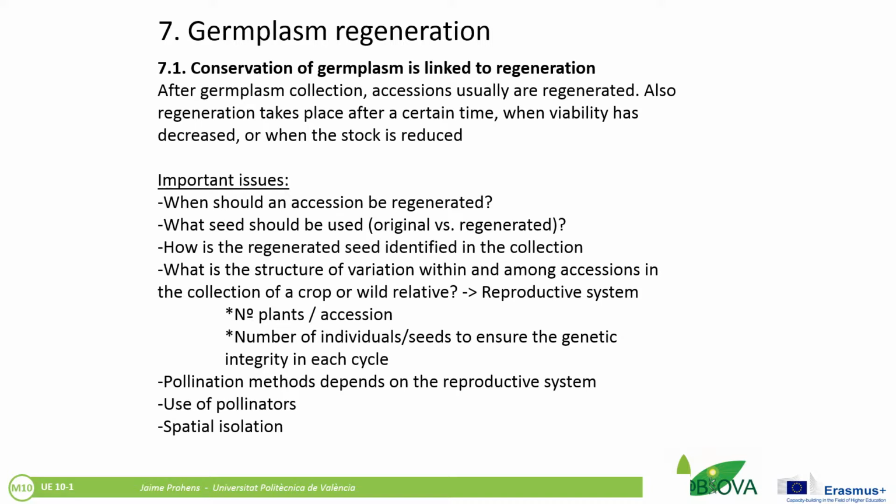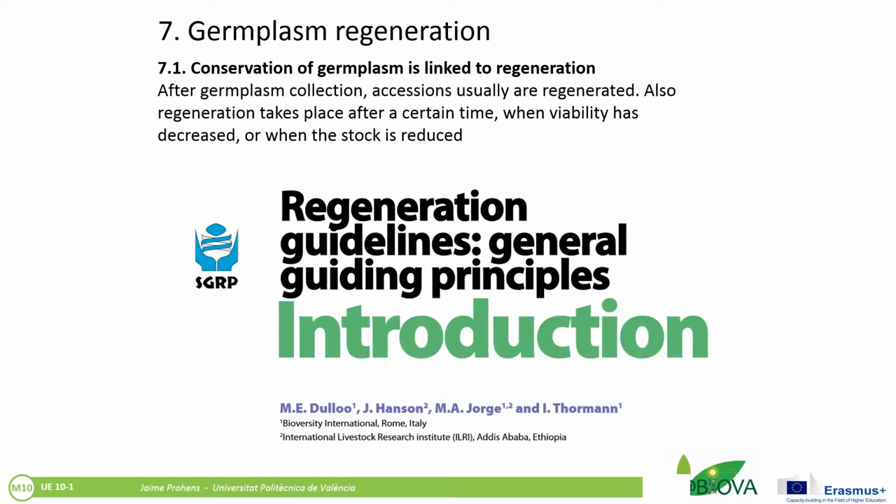And this largely depends on the reproductive system, and particularly influences the number of plants of an accession to be used, the number of individuals or seeds to ensure the genetic integrity in each cycle. The pollination methods depend on the reproductive system. The use of pollinators can also be used in certain cases in allogamous crops, and spatial isolation may also be needed to avoid genetic contamination in allogamous crops. In order to perform the regeneration of germplasm, certain guidelines should be followed. The basic guidelines are attached as a file of this subunit.